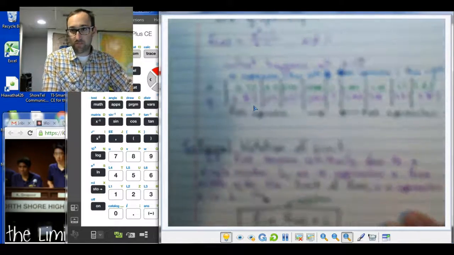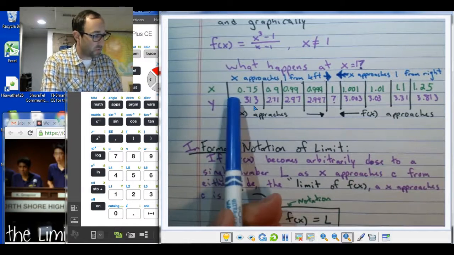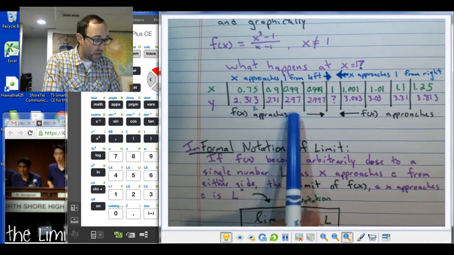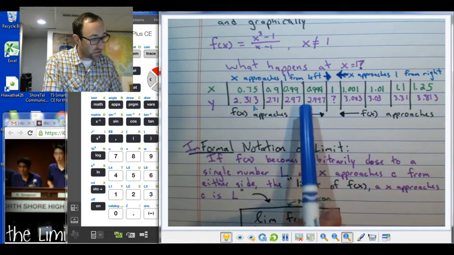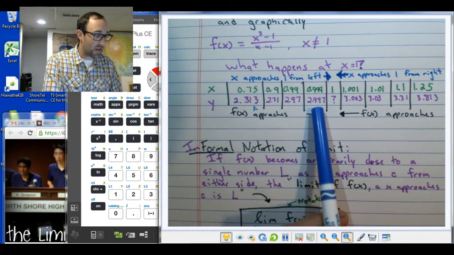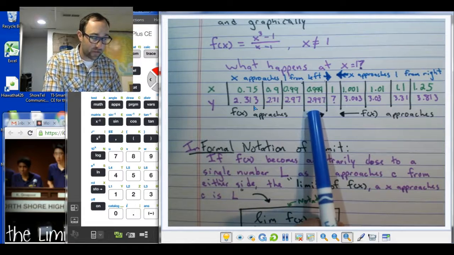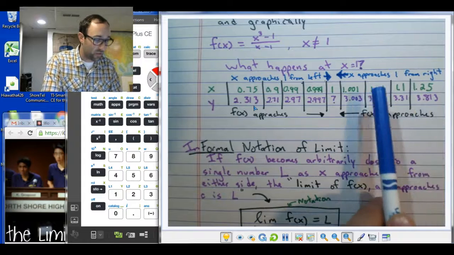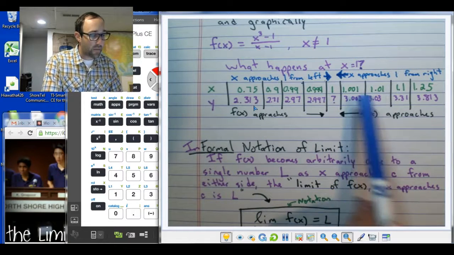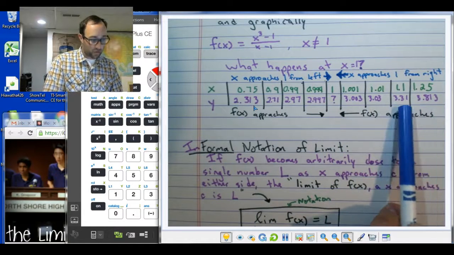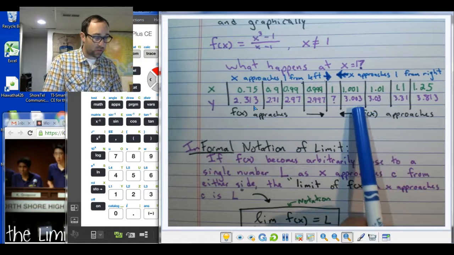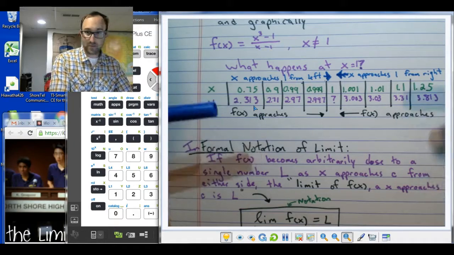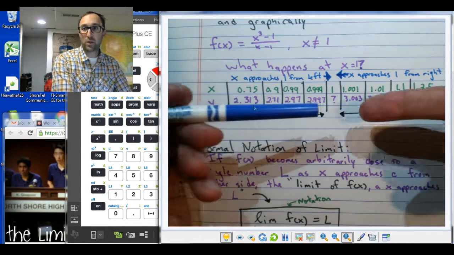If you see, I've given some numbers, so x is 0.75, y is here, and then it goes to 0.9 and 0.99 and 0.999. I get really close to 1, I get 2.997, really close to 3. And as I go from the right, 1.25, then 1.1, 1.01, 1.001, I'm getting closer to 3, really, really close to 3. So from both sides, we're going in and getting really, really close.